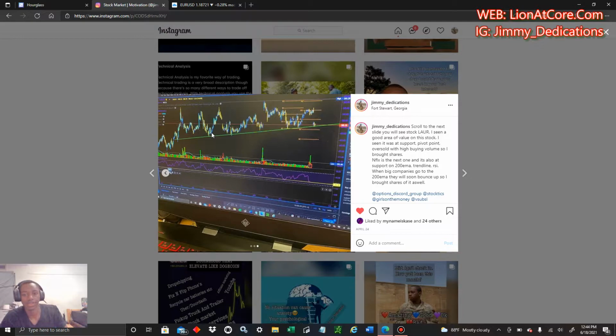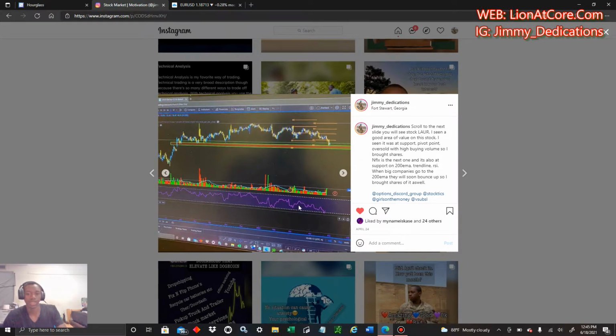We also have another, what is this? I can't see it either. And I can't remember. I think it's Netflix. But here again, we have past history showing that price kept bouncing at this green line that we drew, and every time it gets to this yellow line, it tends to bounce up.